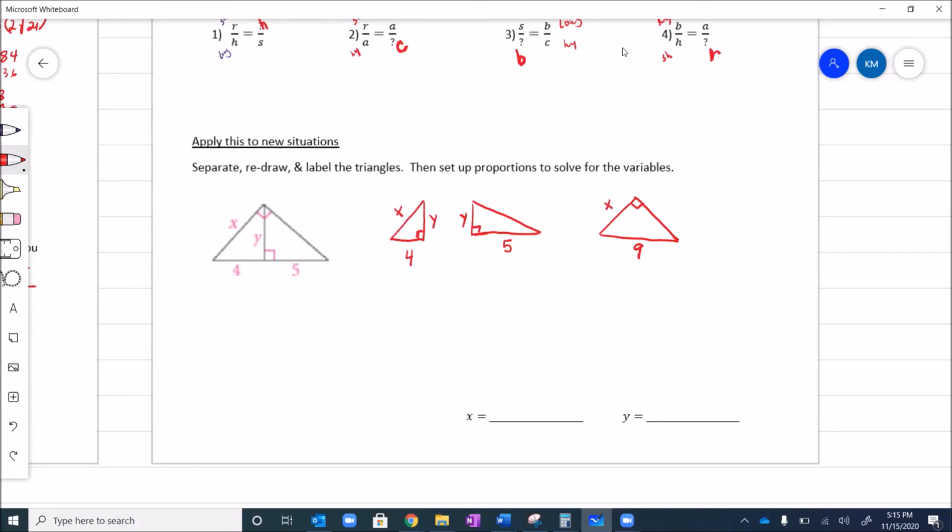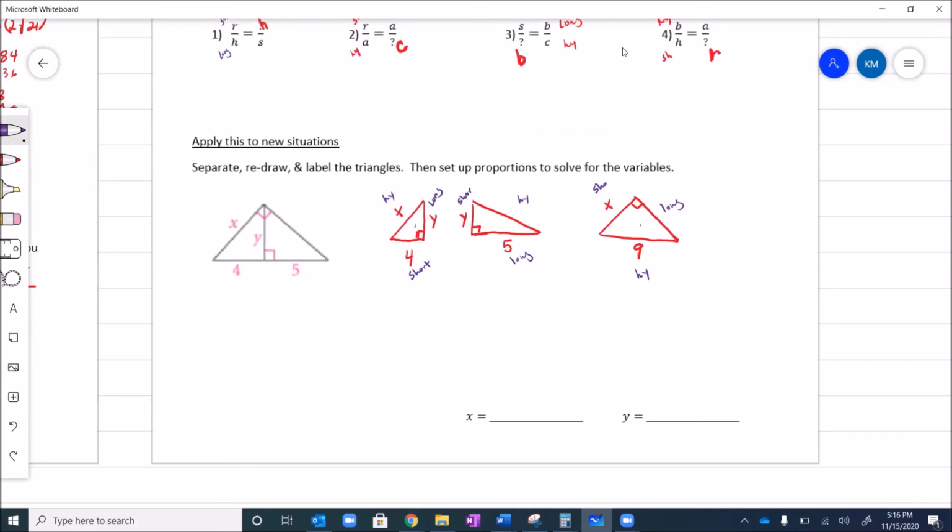As I look here, I need to label these sides. X is my hypotenuse. This is my hypotenuse. This is my hypotenuse. In this triangle, X appears to be my short side. Y is my short side. 4 is my short side. And now I have this as my long, long, long. Here, I'm trying to find X. So what I'm going to do is try to use the triangles where X is visible, and that is my first triangle and my last triangle.